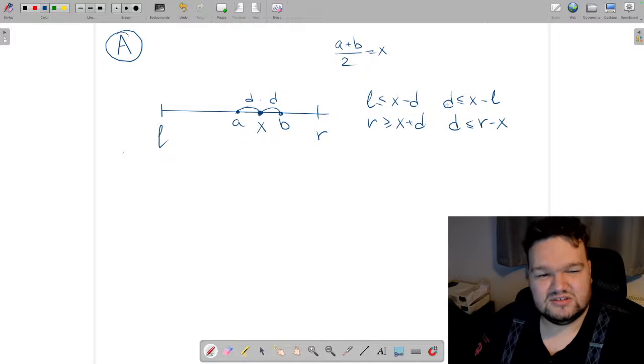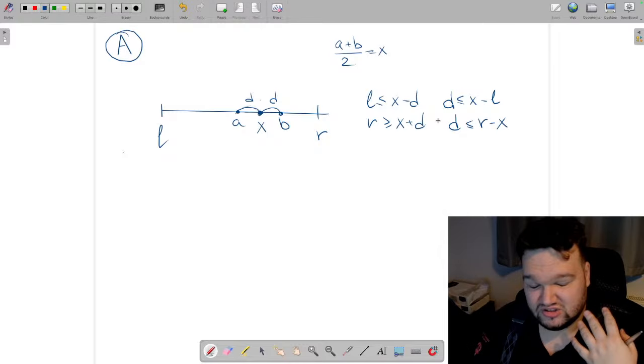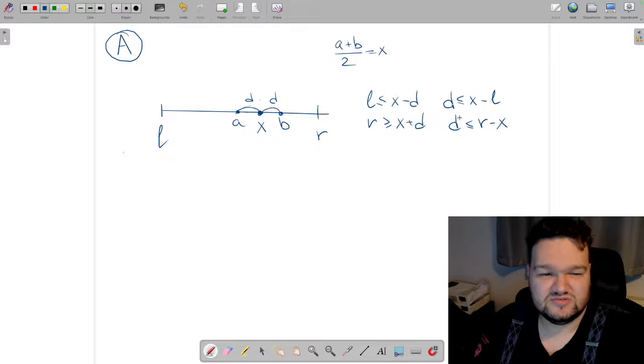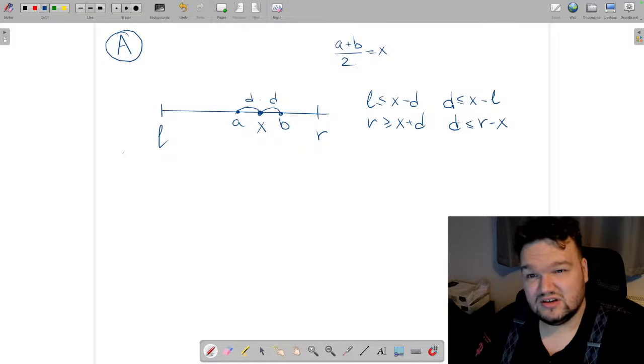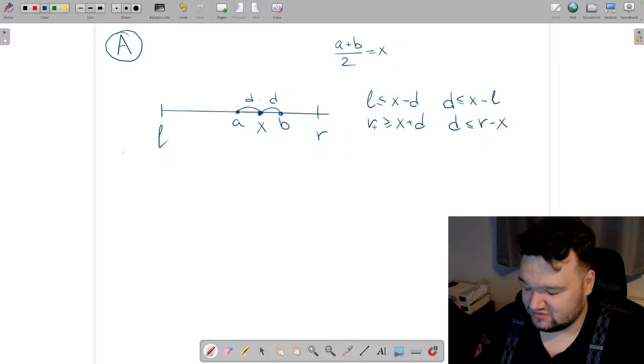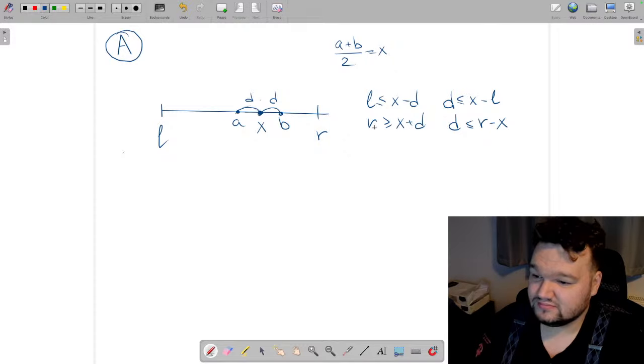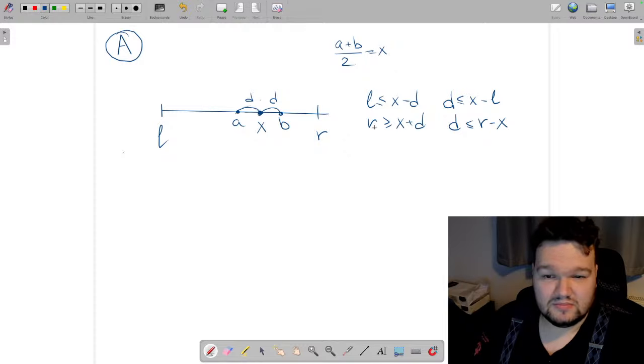And then we just count the number of non-negative integer values of d that satisfy this, which will be the minimum of those values plus 1, except if one of those values is negative, which means that x lies outside the segment, then there are no ways, so we just print 0. That's it for problem A. Are there any questions about problem A?